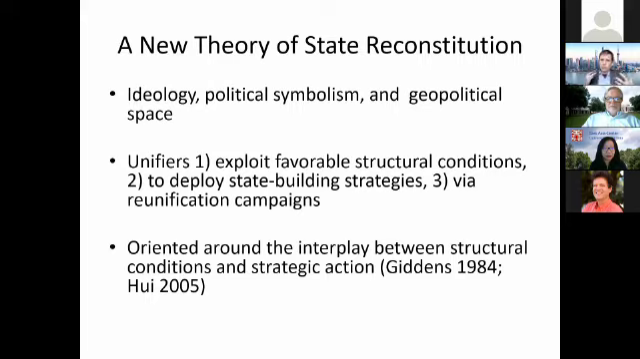And so, in other words, my theory is oriented around this interplay between structure and agency. I know there has long been this debate over whether structure or agency is more important when it comes to human relations in general. And I think that, like other authors before me, that dichotomy is misleading. Any comprehensive theory of society needs to take into account both the structural conditions that in this case can be favorable towards state reconstitution, but also the specific strategic actions that unifiers must take in order for those structural conditions to actually have their effects felt down the line. And in this case, those effects would be related to the reconstitution of a state.